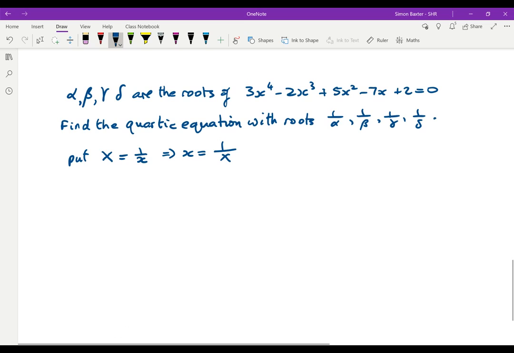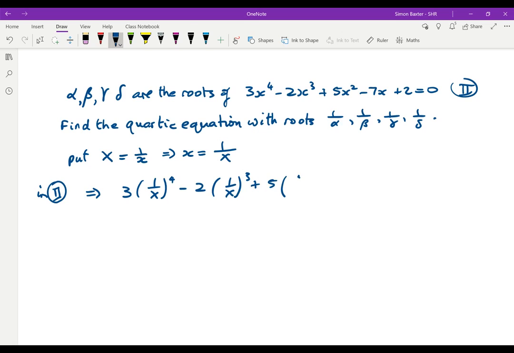You're taking the reciprocal. So if you put big X equal to 1 over x, then little x is 1 over big X, and you get, putting it in the top equation, I'll call it equation 2 because we've already had equation 1. If you put that in equation 2, you get 3 times 1 over x to the 4 minus 2 times 1 over x cubed plus 5 times 1 over x squared minus 7 times 1 over x plus 2.